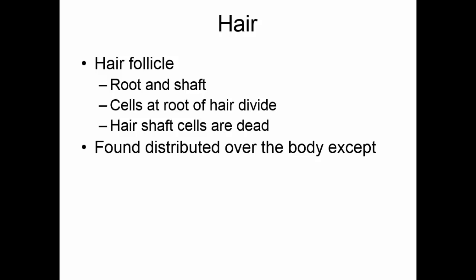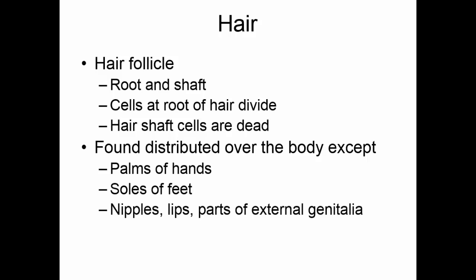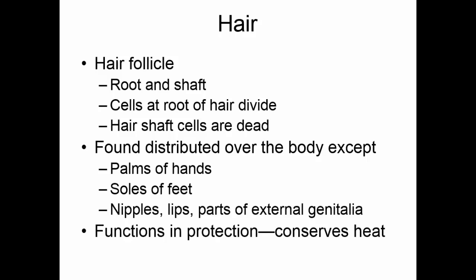Hair is found distributed all over your body except the palms of your hands, the soles of your feet, around your nipples, on your lips, and on parts of your external genitalia. Hair has a protective function. One of the things it does is it helps conserve heat.